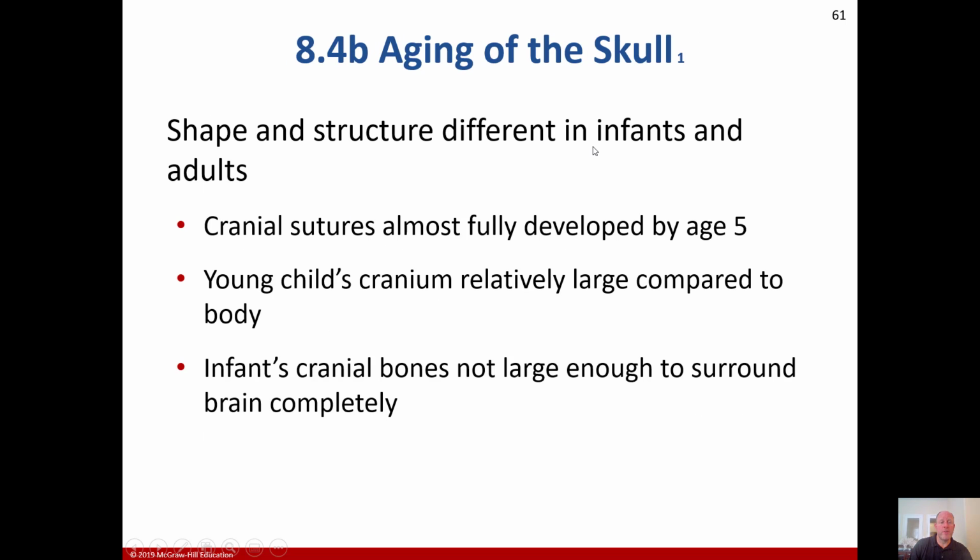Shape and structure are different in infants and adults. The cranial sutures are almost fully developed by age 5. A young child's cranium is relatively large compared to the body. So obviously if you can find the whole body, it's going to make it a whole lot easier versus just the skull. The infant's cranial bones are not large enough to surround the brain completely. Okay?